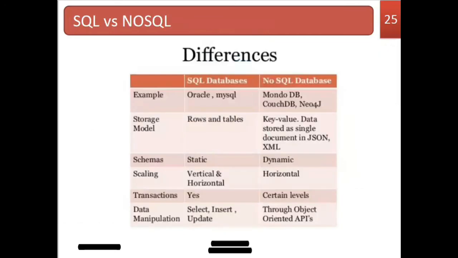So now let's summarize with this. What is SQL versus NoSQL, right? The main differences, examples you know already. SQL databases: Oracle, MySQL, MS Access, DB2, a lot of products are there. And in the NoSQL databases we have also seen many examples: MongoDB, CouchDB, Neo4j. And storage model in the relational databases.